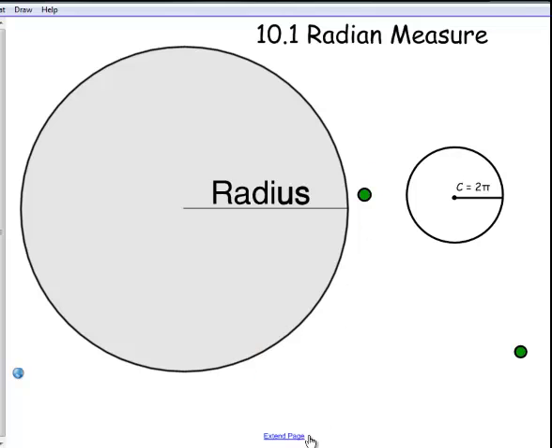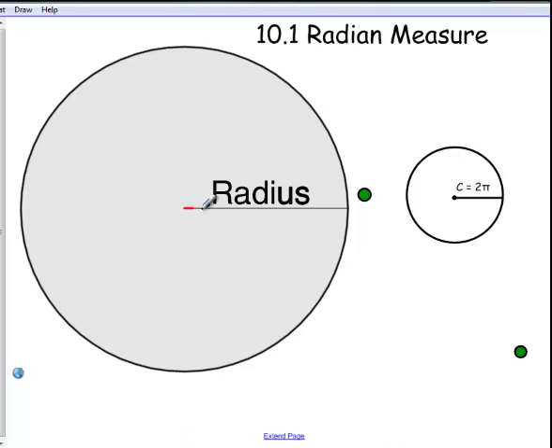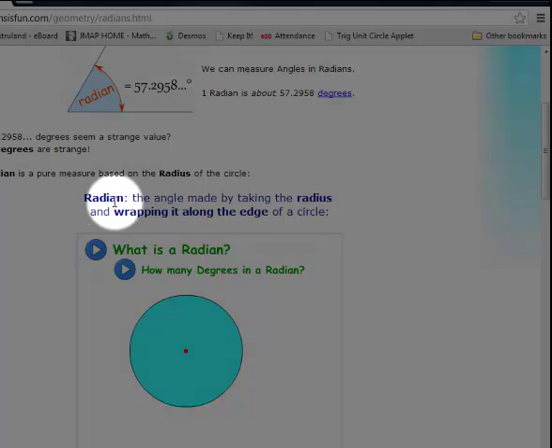So let's hold on to that thought for a second, and let's go and figure out what a radian actually is. A radian means we took this radius of the circle and we laid it out on the circumference of the circle. There's me laying out radii on the circumference. But I have a better visual for that. This is what a radian is. Remember, a radian is the angle made by taking the radius and wrapping it along the edge of the circle.